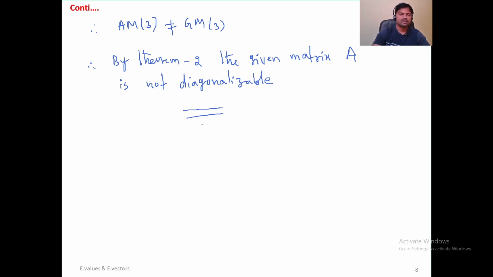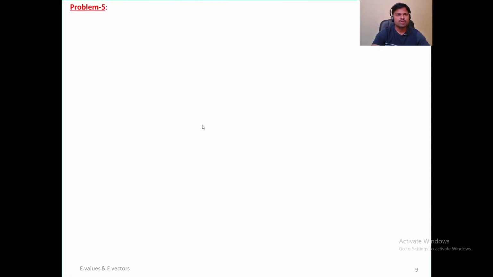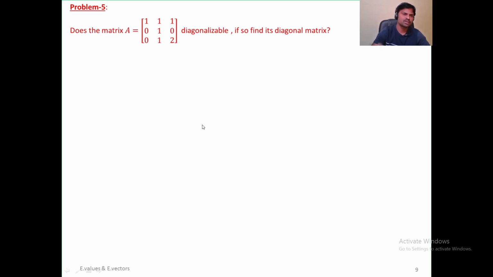Next one. Problem number 5. With this, I will stop the session. Last problem. Is the matrix A diagonalizable? If so, find its diagonal matrix. Again, same story. First I want the eigenvalues. Here we compulsorily need to find the eigenvalues because it is not an upper or lower triangular matrix, right? So first I want the eigenvalues.